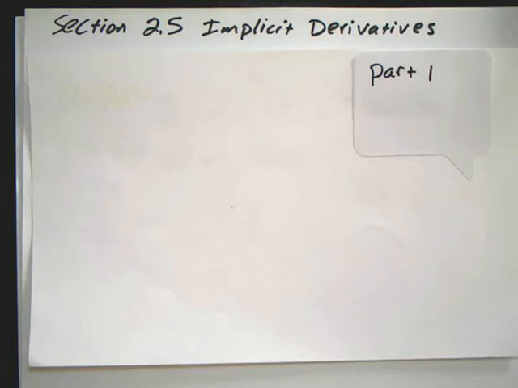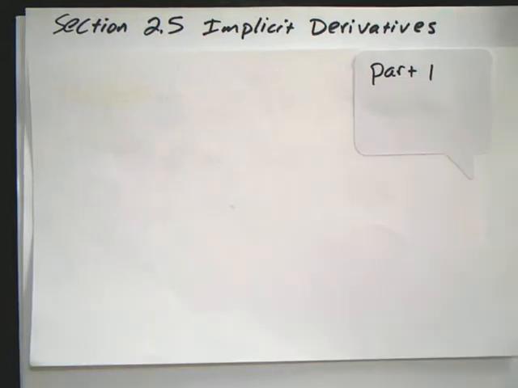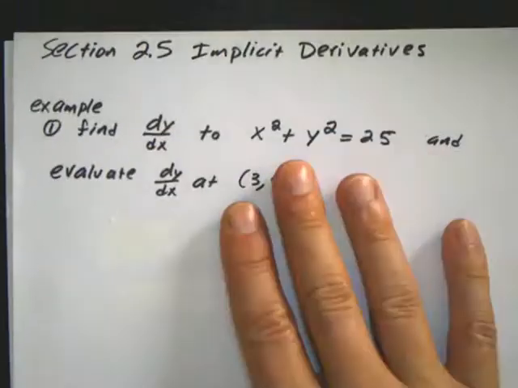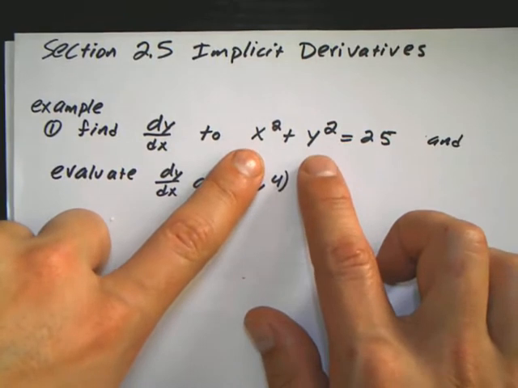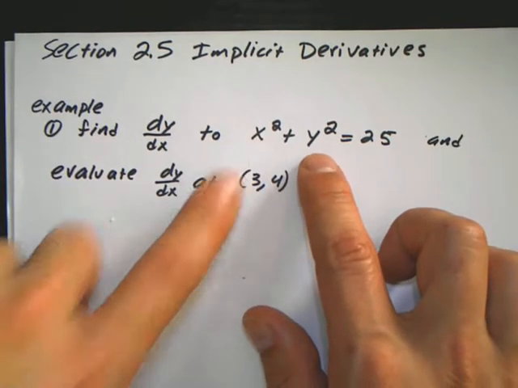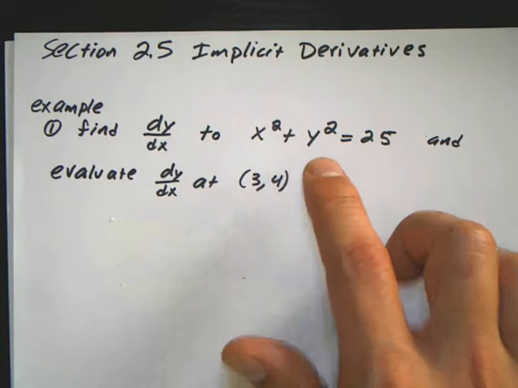This is part 1 of section 2.5, implicit derivatives. Before I go into solving some of these problems, I'm going to show you the types of equations we'll be dealing with. This one's not necessarily a function anymore. They're going to be curves which have x and y in them. So that's what example 1 looks like.